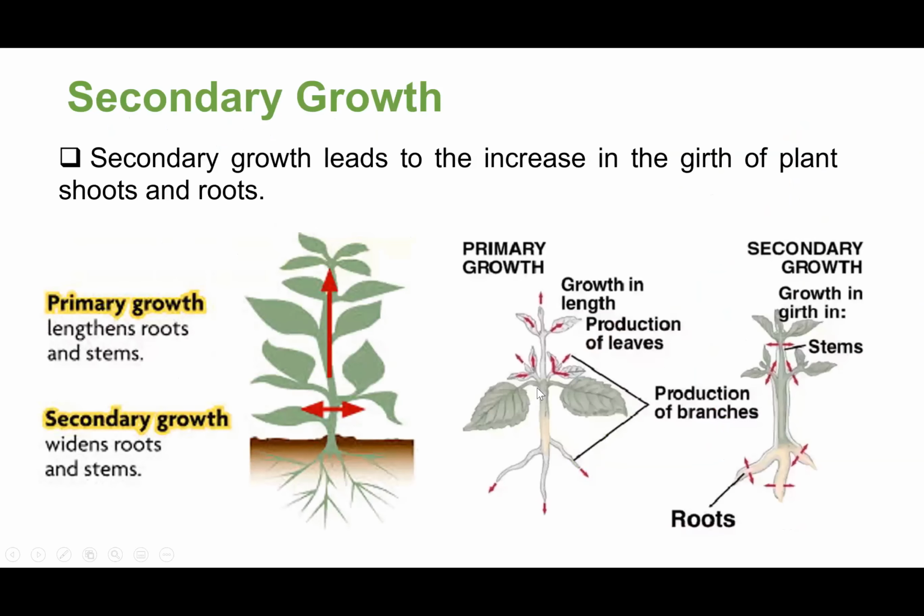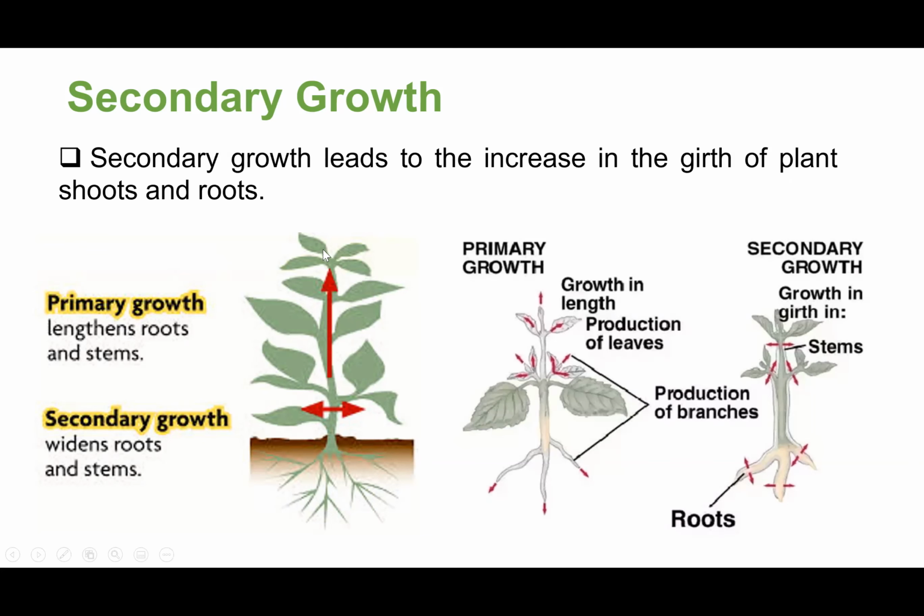What is secondary growth? Secondary growth leads to the increase of the girth of the plant shoots and roots. So increase in the length is primary growth. Increase in the girth or width or the radius of the plants is secondary growth. As it is written, primary growth lengthens the roots and stems, whereas secondary growth widens the roots and stems. Okay.